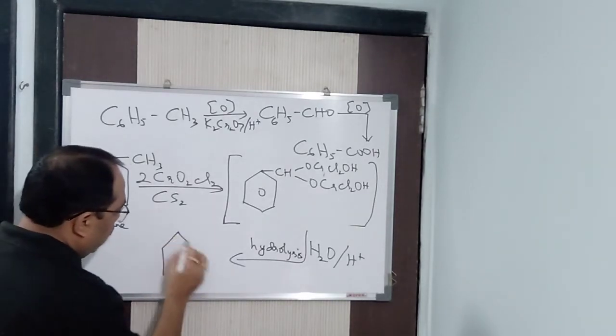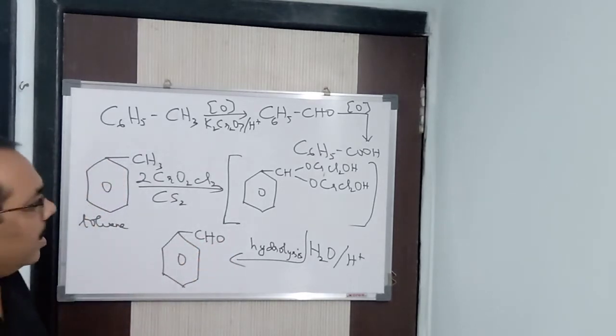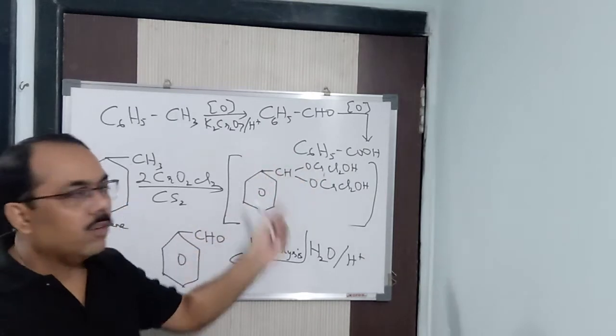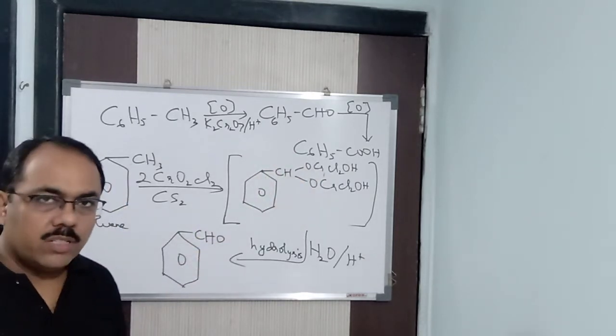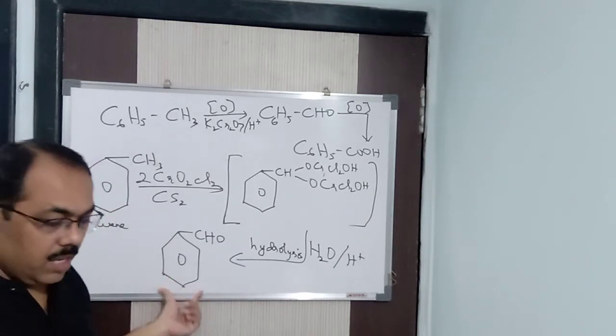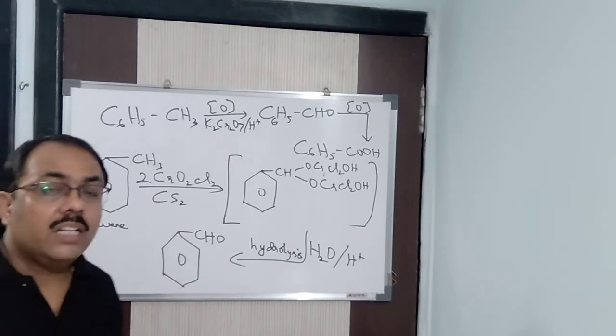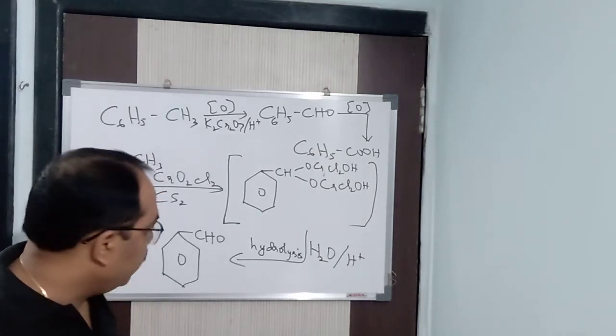What I am going to get is, as I said, benzaldehyde. Clear? And again you will get back the chromyl chloride by this reaction, but I am not interested in that, because that is the secondary product. So basically I got benzaldehyde. And the name of the reaction is called the Etard reaction.